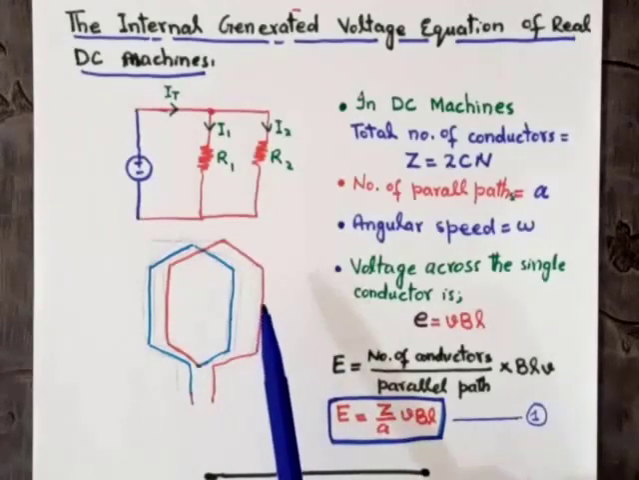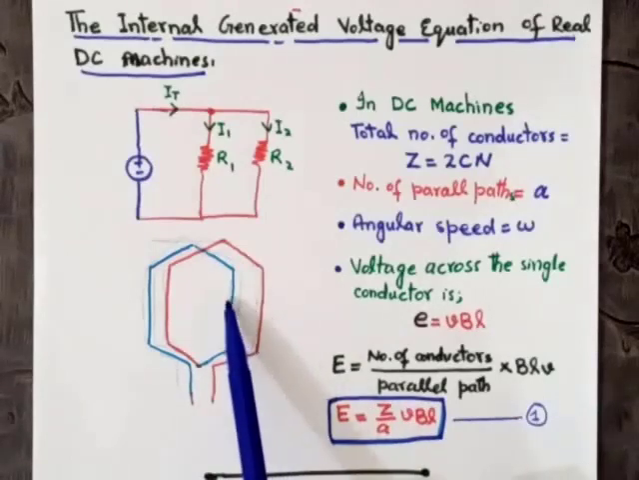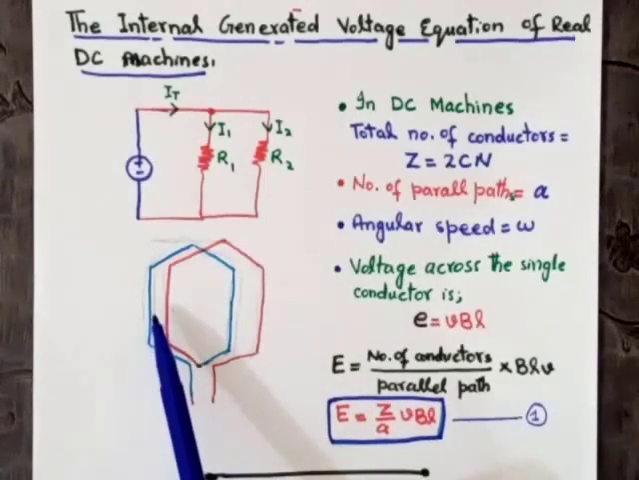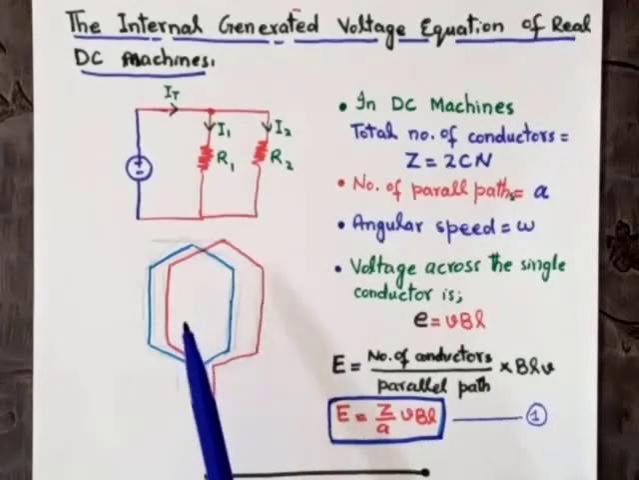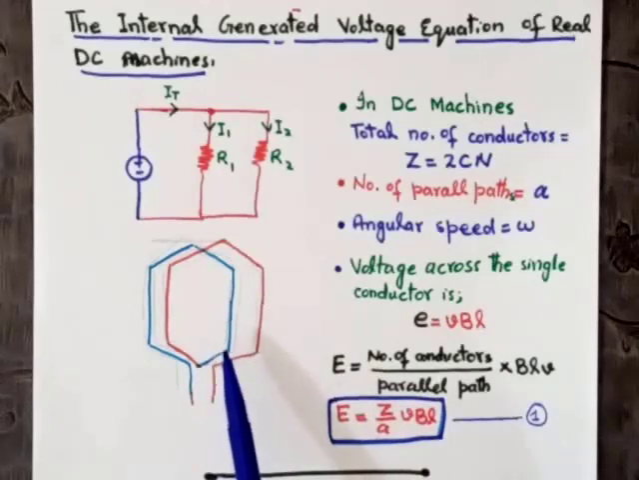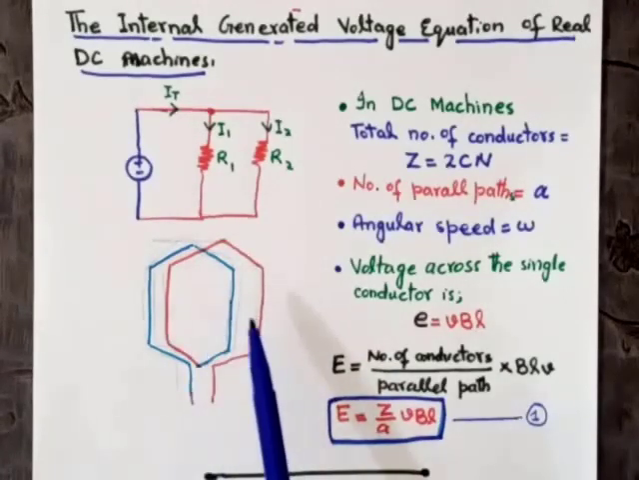And the total number of conductors is 4. This is conductor number 1, conductor number 2, 3 and 4. If there is a single turn, then the conductors in a single loop will be 2. If there are 2 turns in a single loop, then the number of conductors will be 4, and so on.